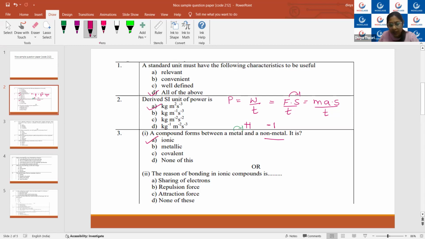Now the second part of this third question is given as a choice, so you have to do only one of the questions. Those who want to do the first one, A will be the answer for this. Now let's proceed with the second part of this question.